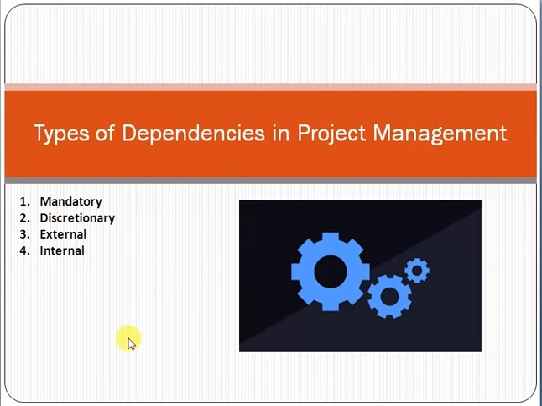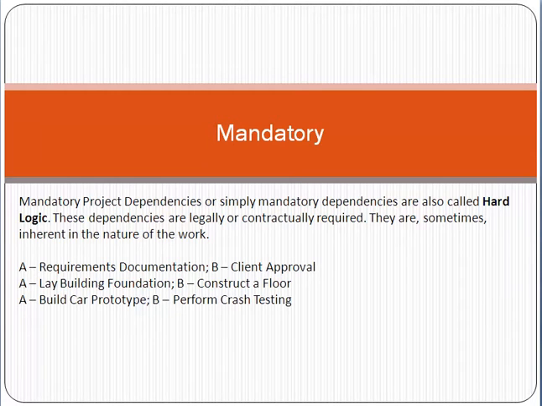Now friends, in project management we have four types of dependencies. One is mandatory, second is discretionary, third is external, and fourth is internal. Mandatory dependency: from the name of the type you can understand it easily. Mandatory means that it cannot be avoided. We must fulfill that mandatory dependency among the activities.